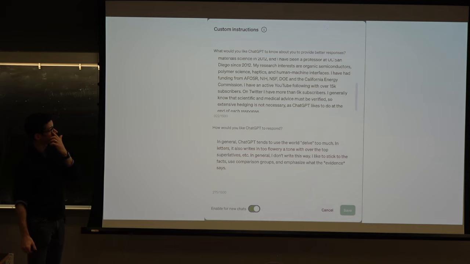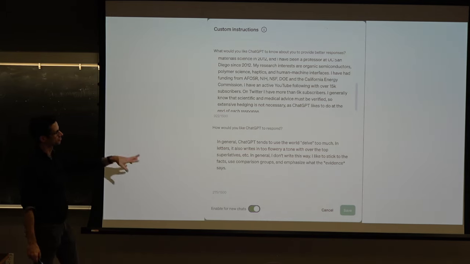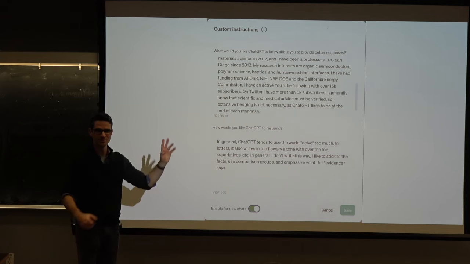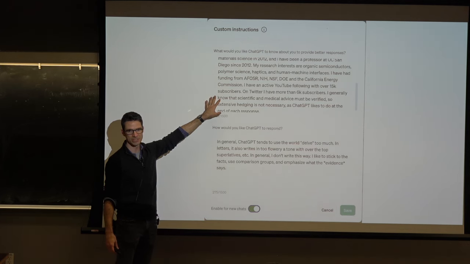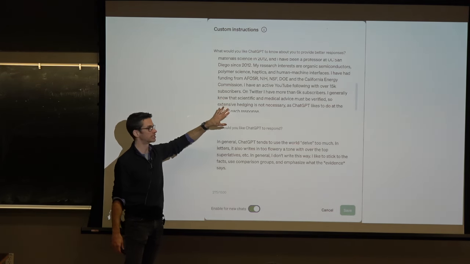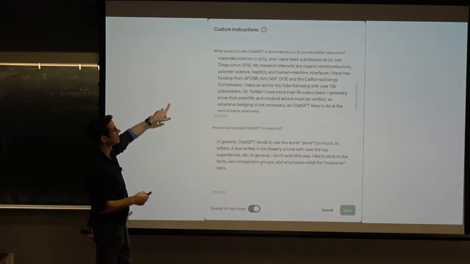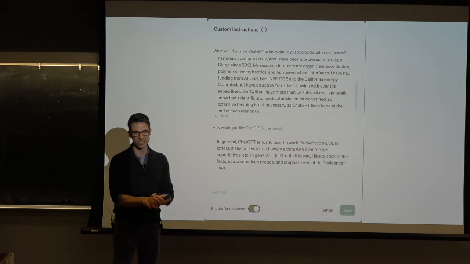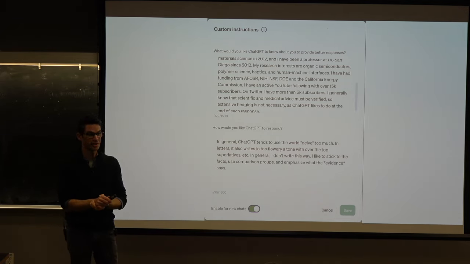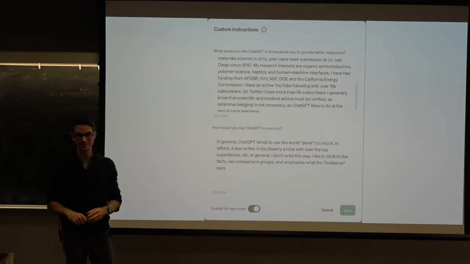There's a nice little feature here. I'm not sure if this is in the free version. I have the $20 a month ChatGPT subscription, but it allows you to put in some personalized information that tailors the responses. One of the things that is annoying about ChatGPT is it always hedges. It always says, please check with a medical provider before you take the advice. Or always check the literature if it's about some scientific thing. Or never take financial advice from me, and so on.